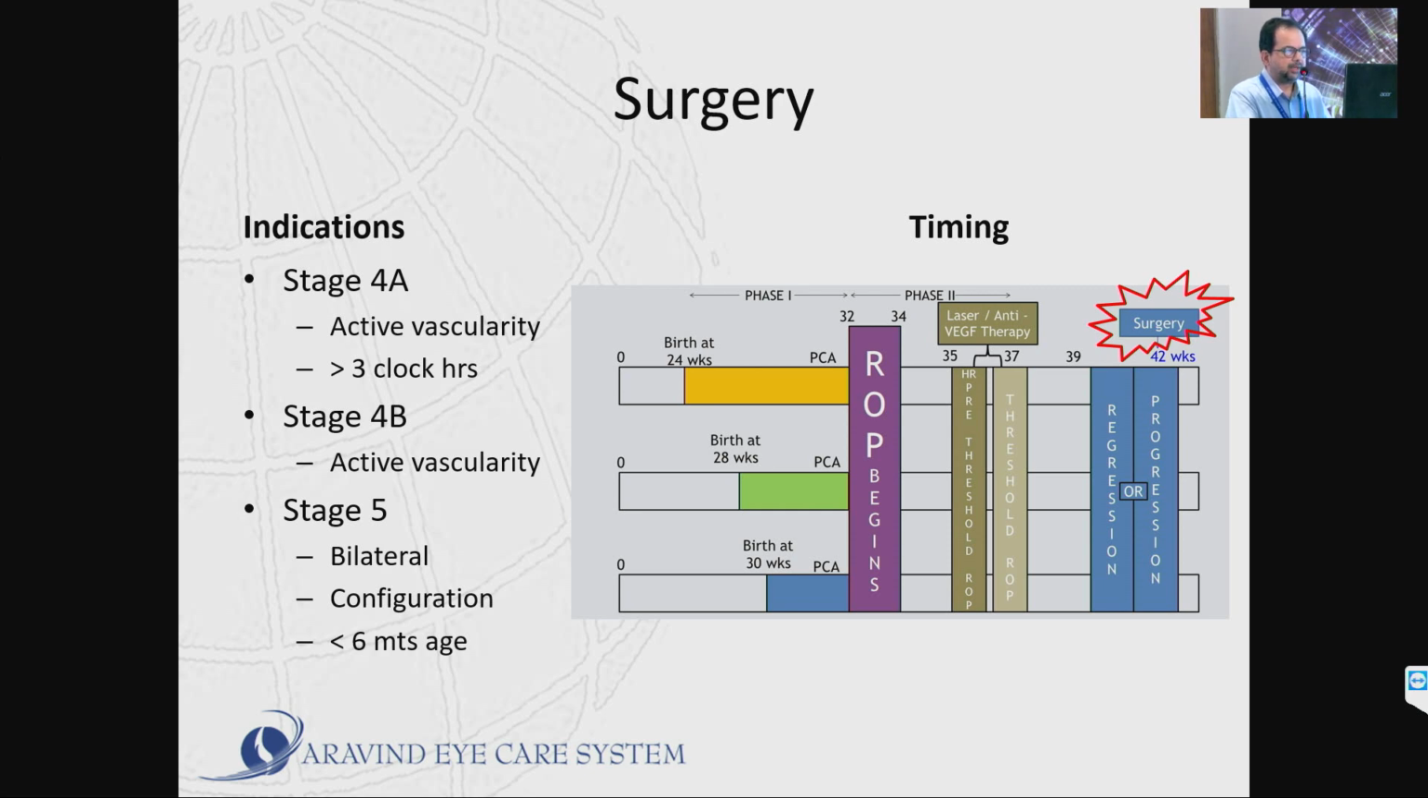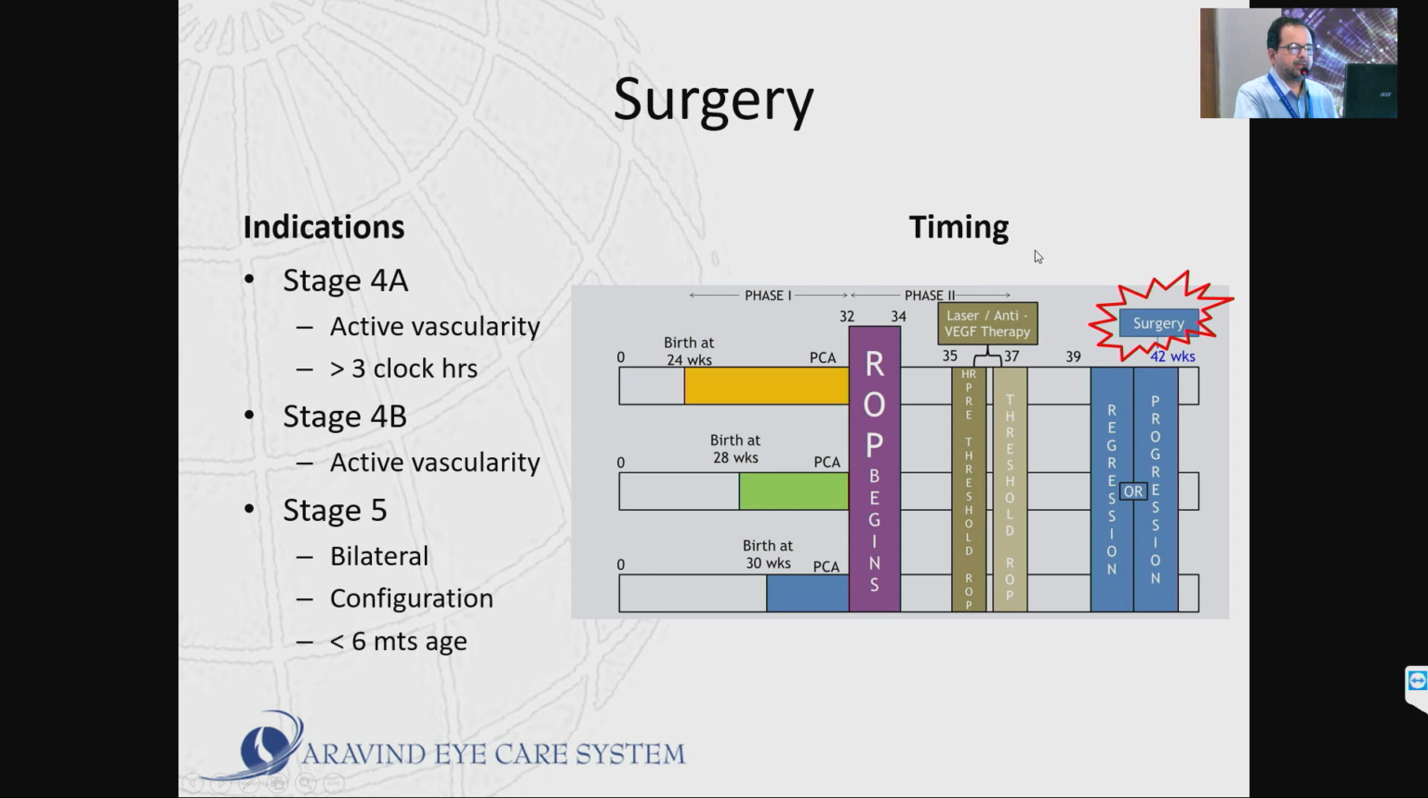Now, what are the indications of surgery in ROP? Obviously detachment of 4A, 4B, or 4-5, or stage 5, but not all of these require treatment. So when will you operate a 4A? Only when it's vascularly active and it's more than 6 clock hours. But if you see a child with a 4A or 4B who is more than 6 months of age, it's stabilized, there's no real need to do a surgery. 4B also only if it's vascularly active, and stage 5.